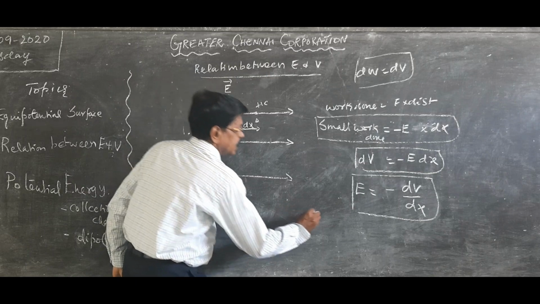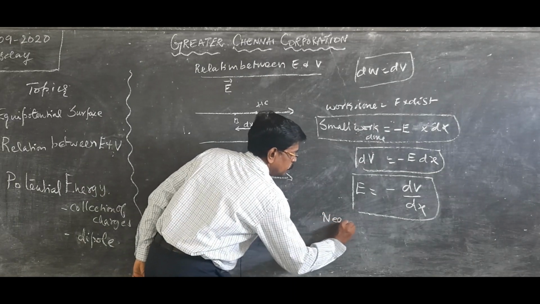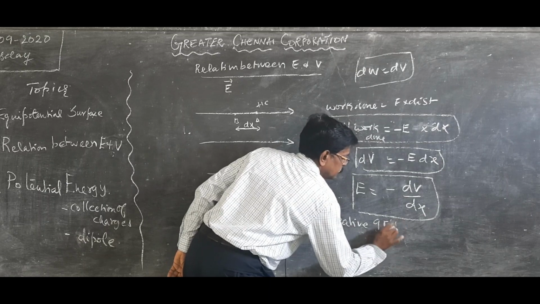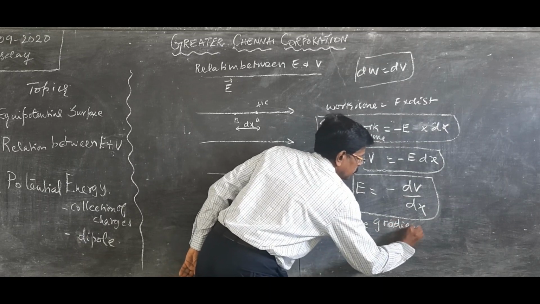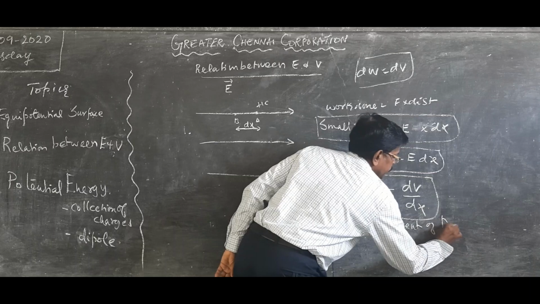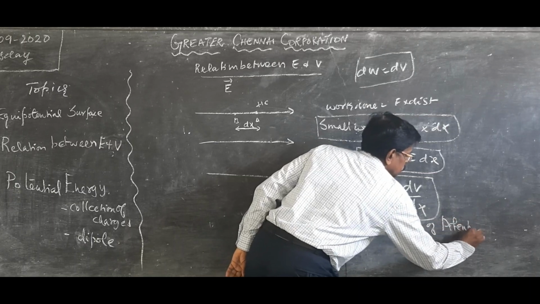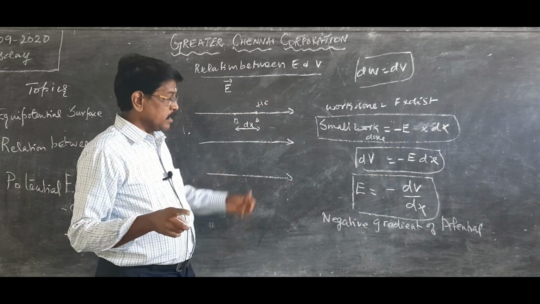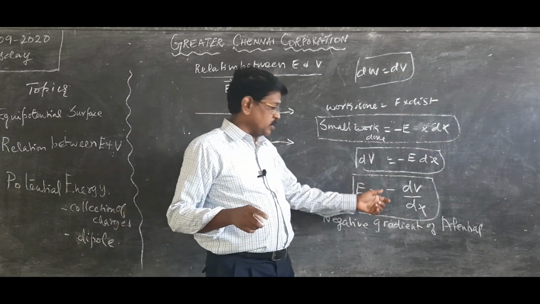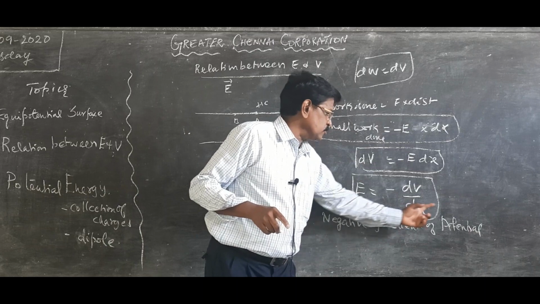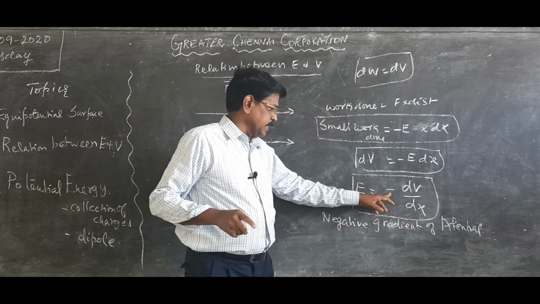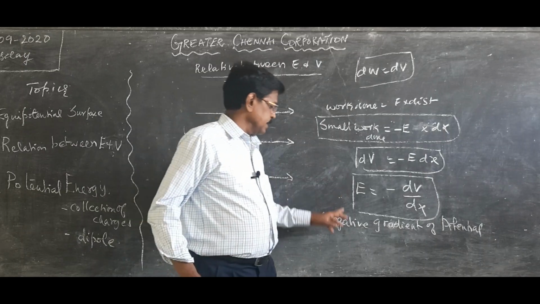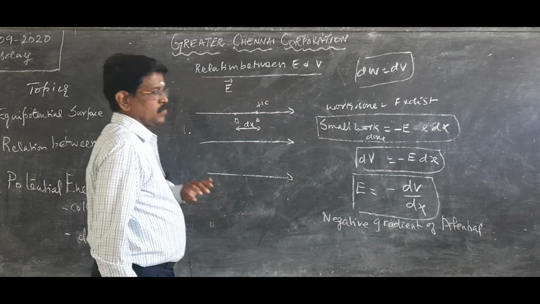This is called the negative gradient of potential. dV by dx, the change in potential by distance, is known as the gradient of potential. Since the minus sign is here, we say the electric field is otherwise known as the negative gradient of potential. This is for the one dimension.